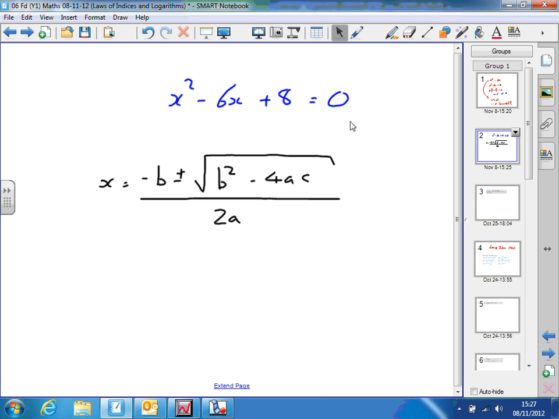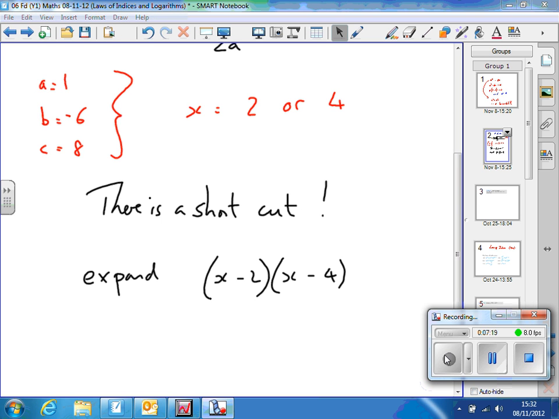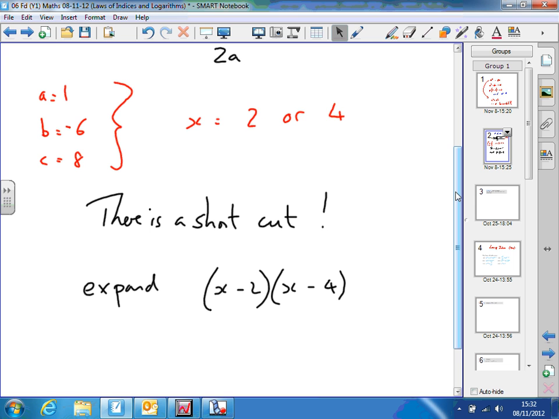What are a, b and c? So in this particular case, a equals, the number in front of x squared, which is, no, because if it was 0, it would be nothing. So it would be 1. b equals -6, and c equals 8. Get your calculators out, calculate the values of x. Or 2 possible answers. There's a shortcut to solving this. We can use a quadratic formula and we end up with x equals 2 or 4.